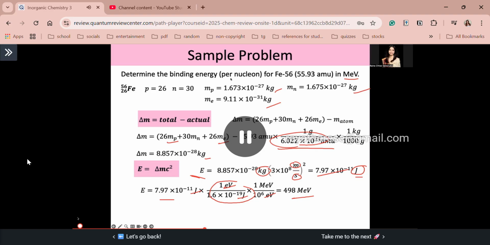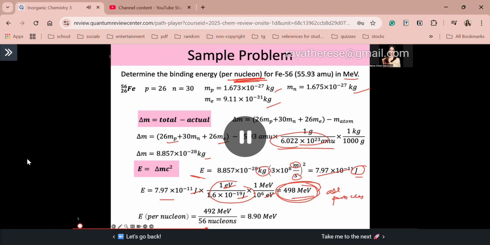Now, we're not done yet. Guys, the question is to determine the binding energy per nucleon. This is for all particles. What the problem wants is the binding energy per nucleon. So divide the nuclear binding energy by 56 nucleons. The 56 nucleons comes from the 26 protons plus 30 neutrons. Thus, the answer is 8.90 mega electron volts.